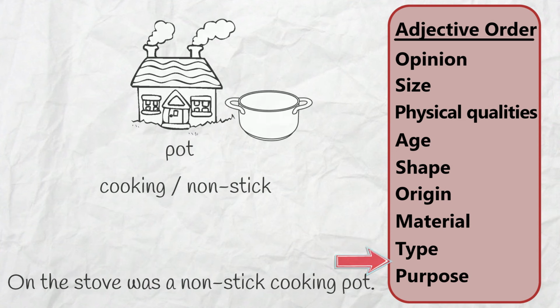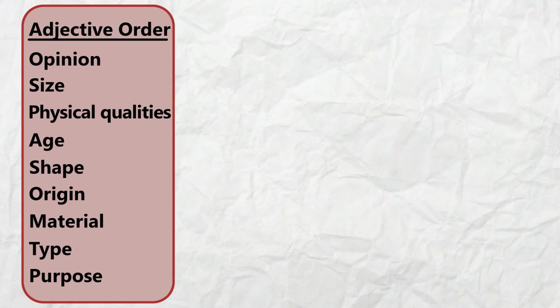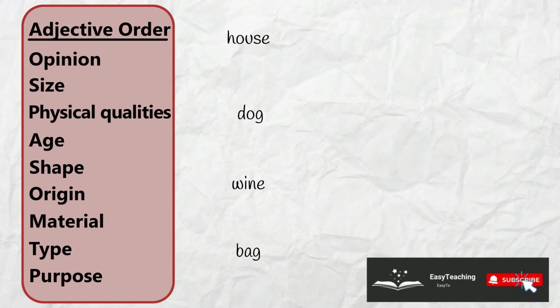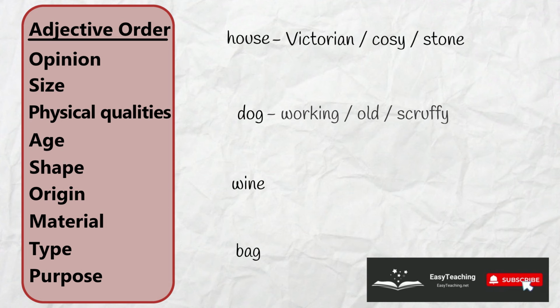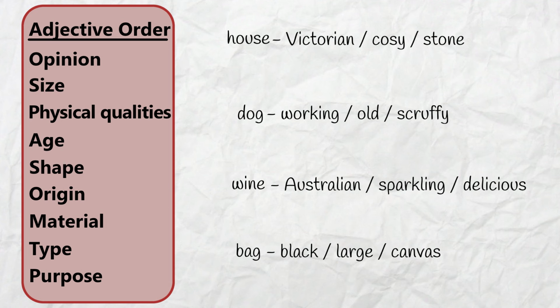It's important to remember that these are general rules, and there are situations where a different order might be used. Now it's time to test yourself. Here are 4 nouns. Each noun has 3 adjectives beside it. For each noun, organize the given adjectives into the correct order. Pause here while you work.